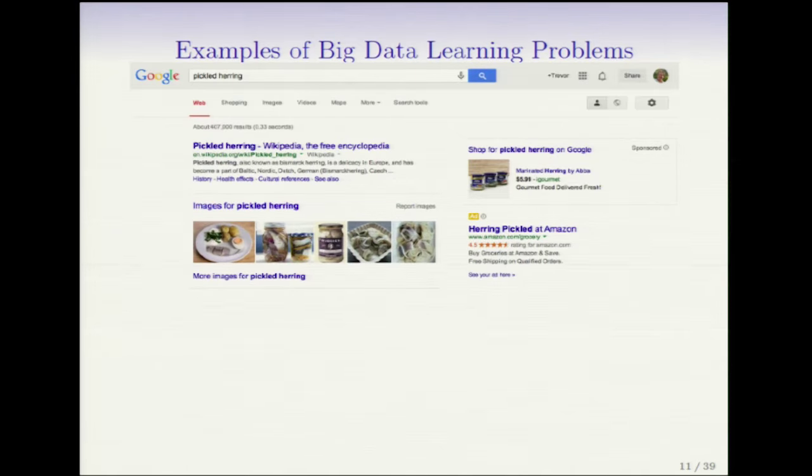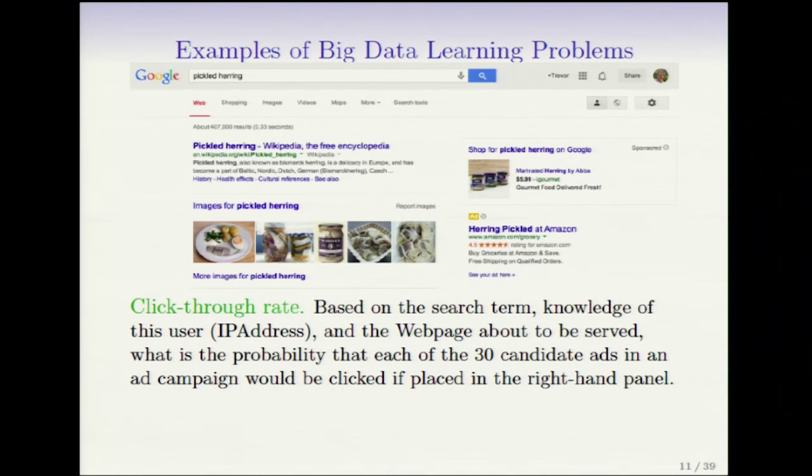So anyway, you all know the story. You put in a search word, some things come up, and some ads come up on the site, some sponsored links. And so the question is, what ads should come up on the side? Well, a lot of modeling goes into deciding what ads should show up on the side. So something called click-through rate becomes important. Based on the search term that you typed, knowledge of the IP address of the user, who's typing the address and what they've learned about you, and the web page about to be served, what is the probability that each of the 30 candidate ads in an ad campaign would be clicked if placed in the right-hand panel? So that's a prediction problem that ad-serving companies have to deal with.